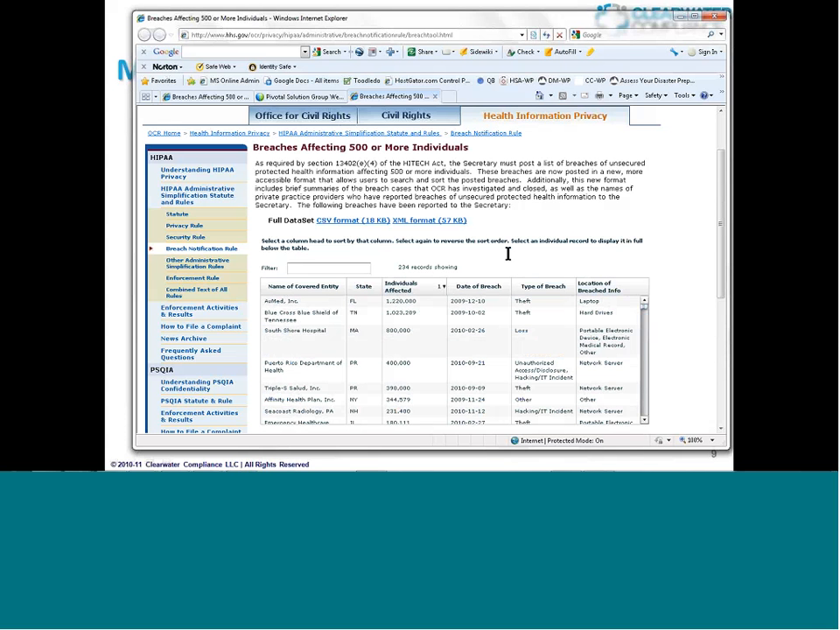AvMed. Number 2, Blue Cross Blue Shield of Tennessee. In the first case, 2 laptops that were unencrypted containing EPHI were stolen. In the second case, 57 disk drives, which had been decommissioned from machines, ended up being stolen out of an office in a building, and the story goes on and on.